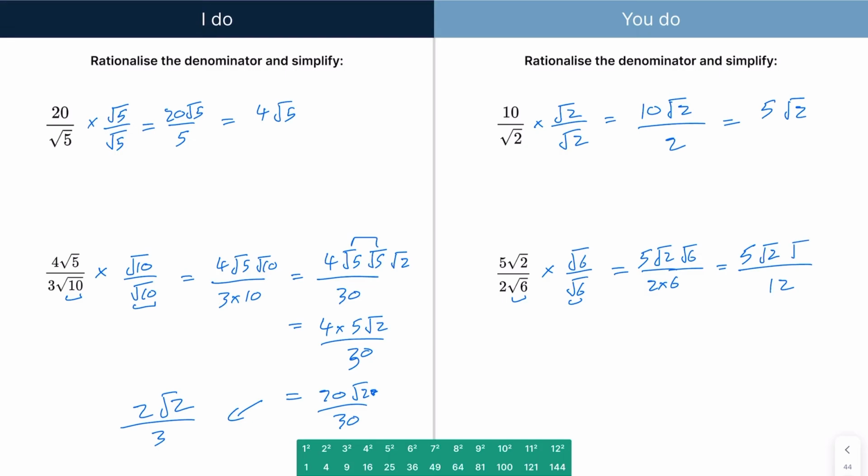But the root 6 can become a root 3 root 2. And these root 2's can combine together. So that then becomes 5 times 2 times root 3 all over 12, which becomes 10 root 3 over 12. And we can half that, so that's 5 over 6 root 3.